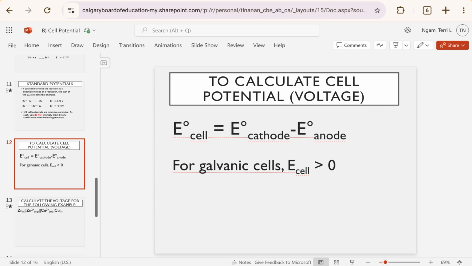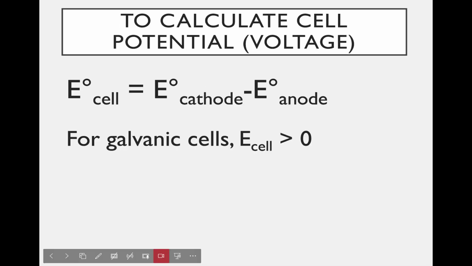So let's take a look at calculating cell potential for a galvanic or a voltaic cell, and it works for electrolytic cells as well. Just to start with, you'll need to know the formula. The formula that we see here is that the E of the cell, so the cell potential in volts, will equal the cell potential at the cathode minus the cell potential at the anode.